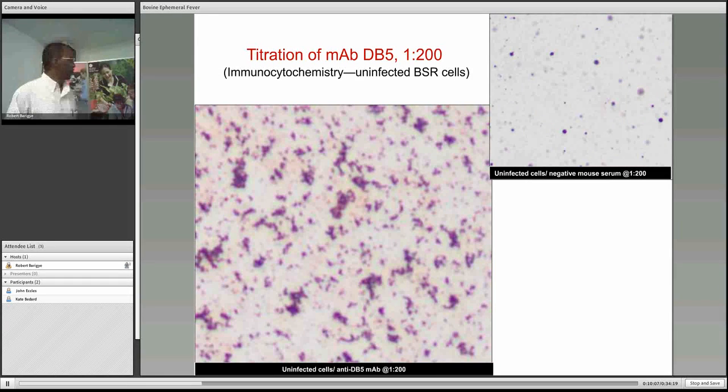Now, this is the slide of non-infected cells. There was a stark difference. If you look at the non-infected cells, you don't see that granular appearance around the cells. And of course, these were probed with the monoclonal antibody, and these were also probed with the mouse serum.